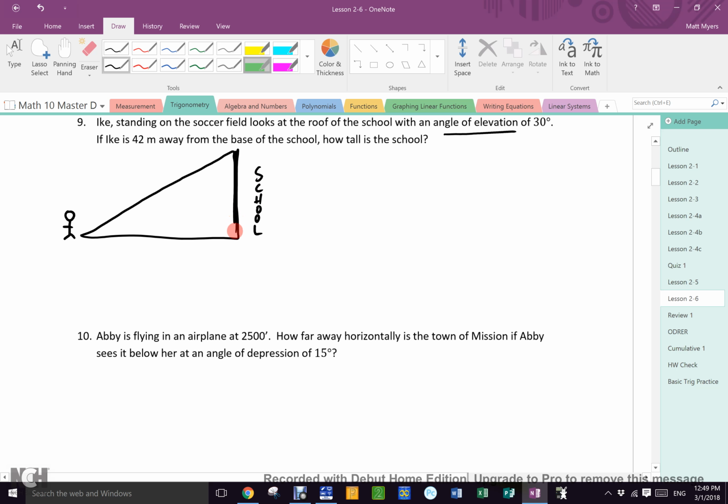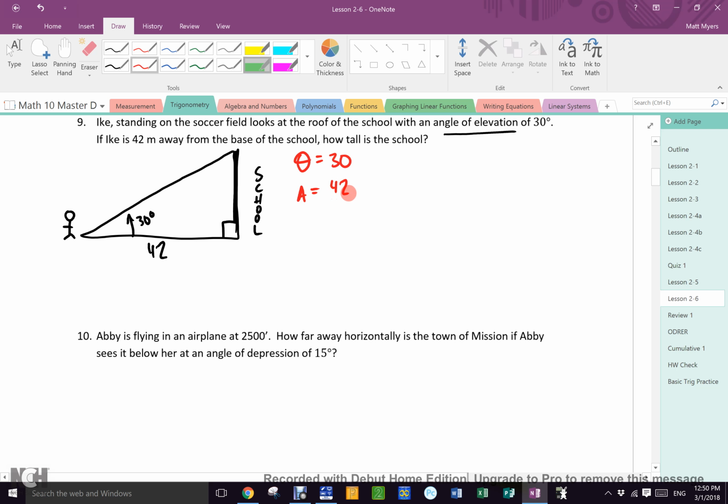What angle does the wall make with the ground? 90. How far away is Ike from the school? 42 meters. When Ike looks up, how many degrees does he go? Up 30 degrees. Now, do I have a theta? Yes. What is it? 30. Do I have a side of the triangle? Yes, I do. What side is it? It is the adjacent because it is beside theta and not the hypotenuse.